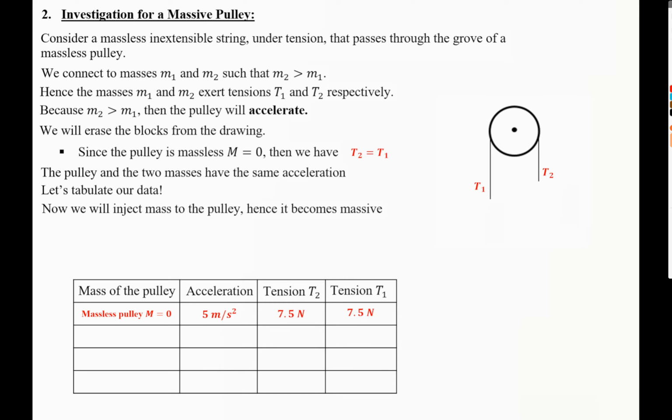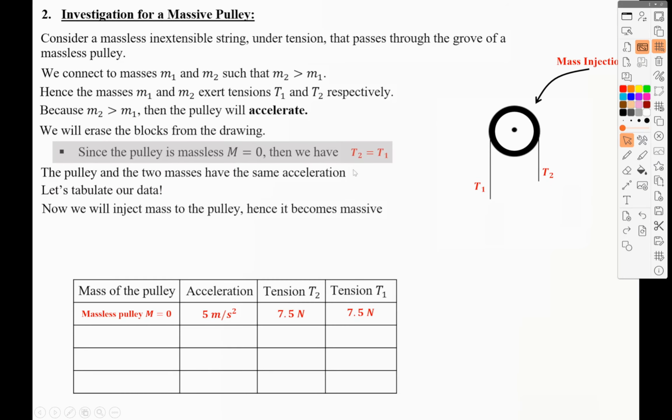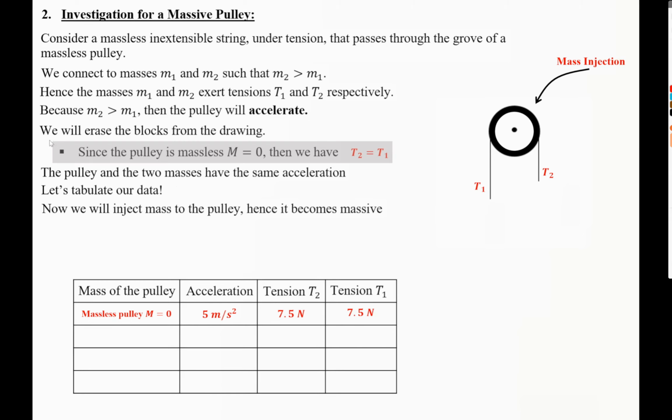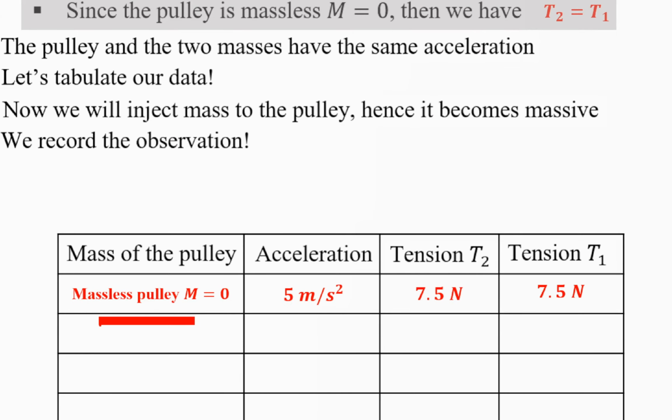Now we will inject mass into the pulley, hence it becomes massive. So mass has been injected. As you can notice, we have injected a mass along the rim, and we're neglecting the fact that the pulley was massless, so it is now massive. What would happen to the system? We record the observation. By this, I mean specifically that a certain amount of mass has been injected into the pulley.